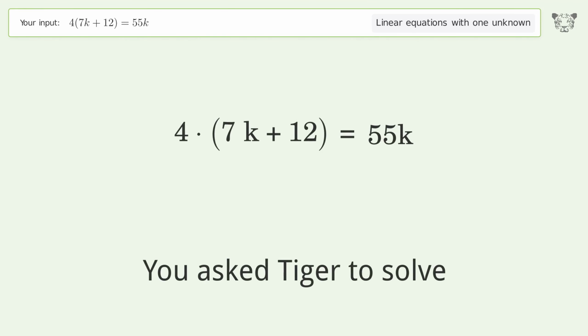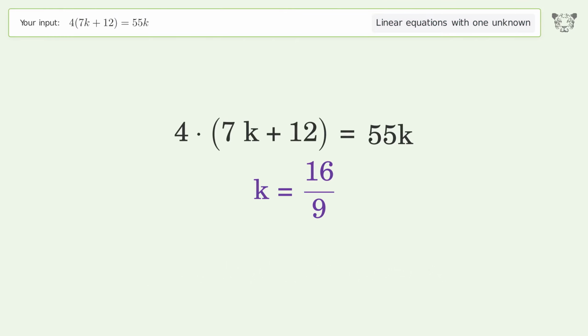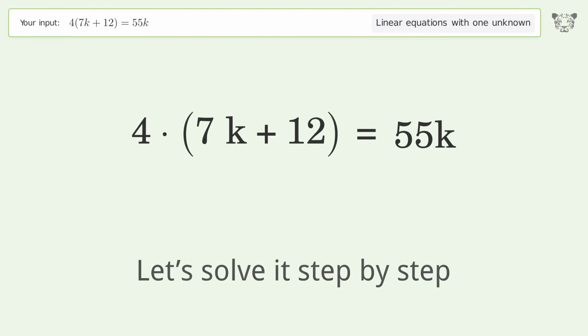You ask Tiger to solve this. This deals with linear equations with one unknown. The final result is k equals 16/9. Let's solve it step by step.